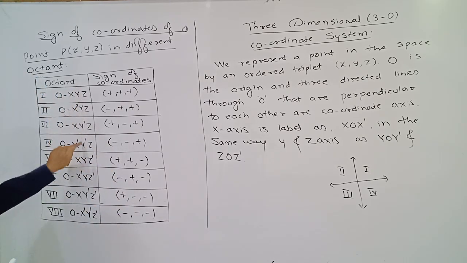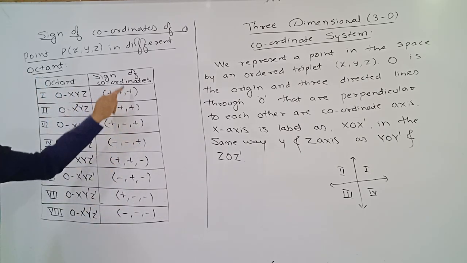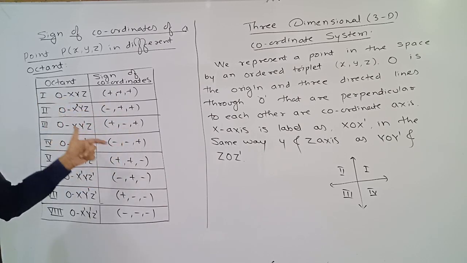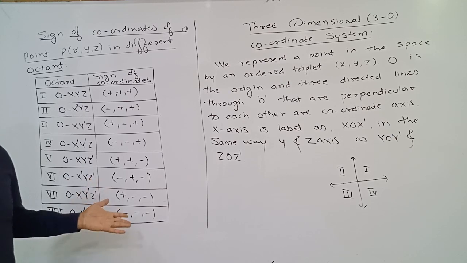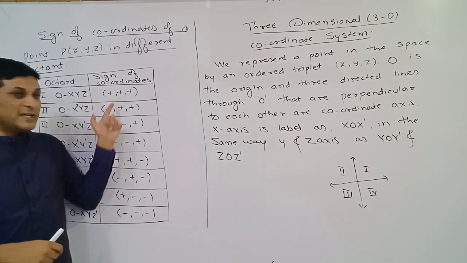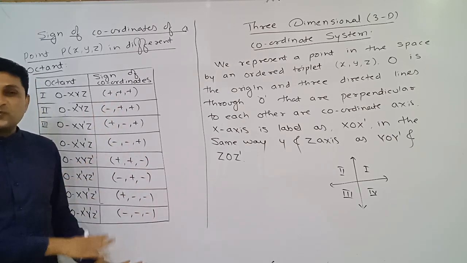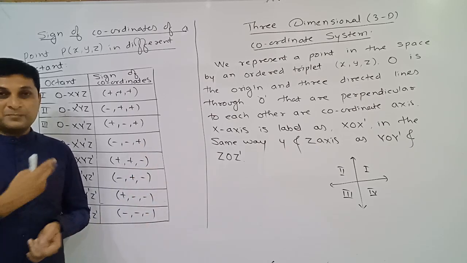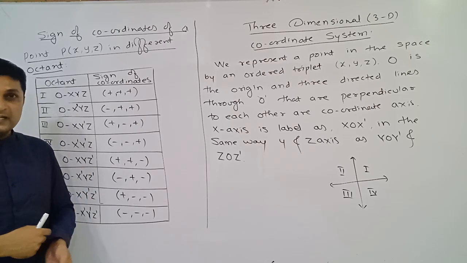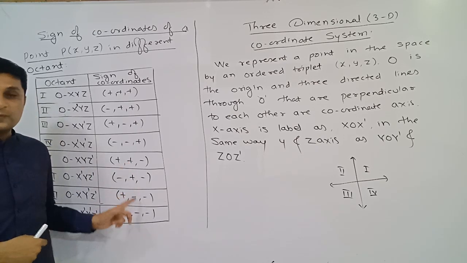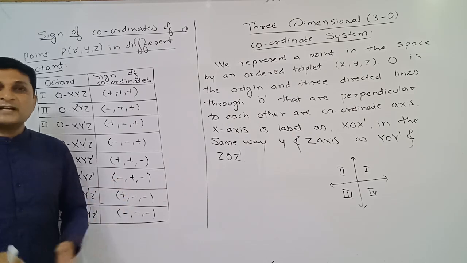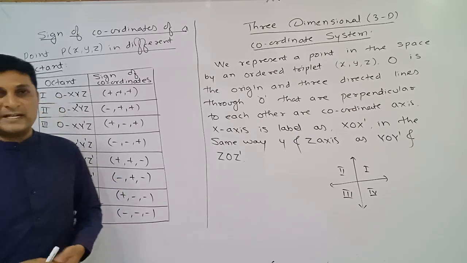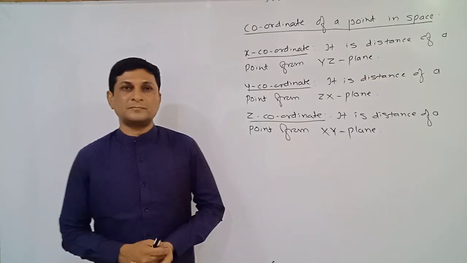Again observe, in first 4 octant, z coordinate is what? Positive. X coordinate is what? Plus minus. And y coordinate is what? Y coordinate is plus minus. In next 4 octant, z coordinate is negative and x coordinate is plus minus and y coordinate is what? Plus minus. Now we are discussing the definition of this x coordinate, y coordinate and z coordinate.